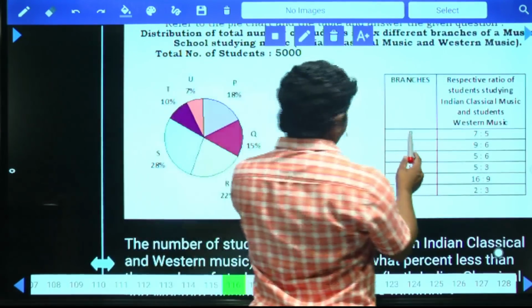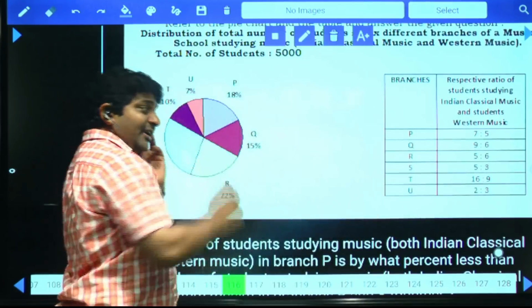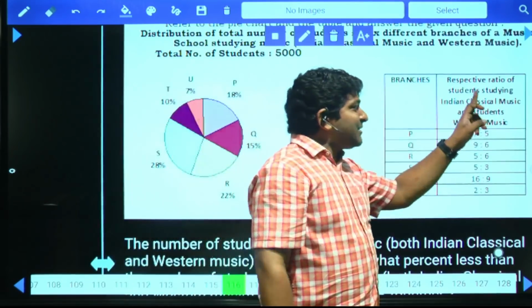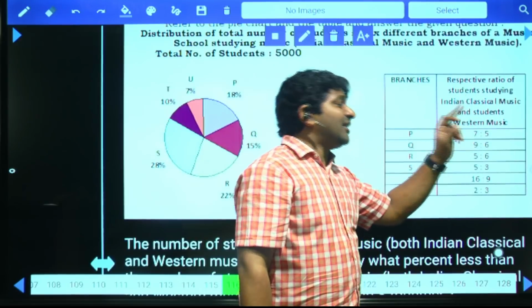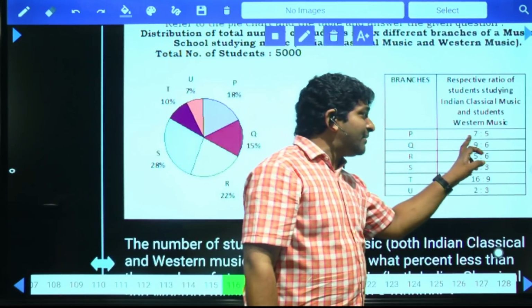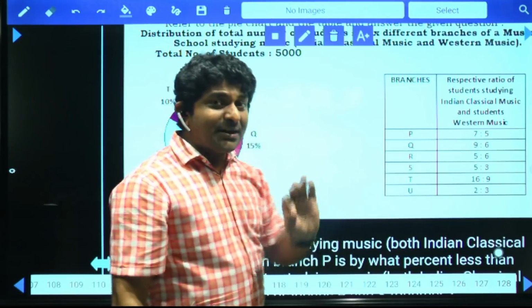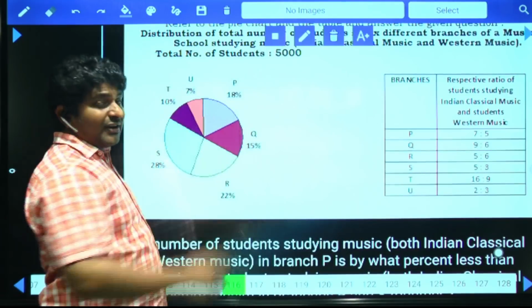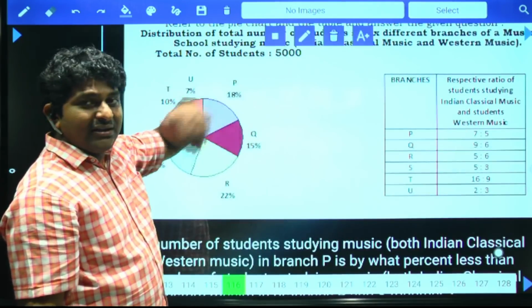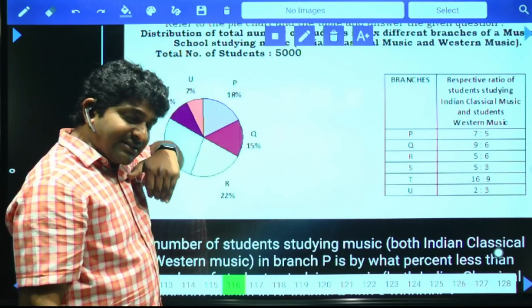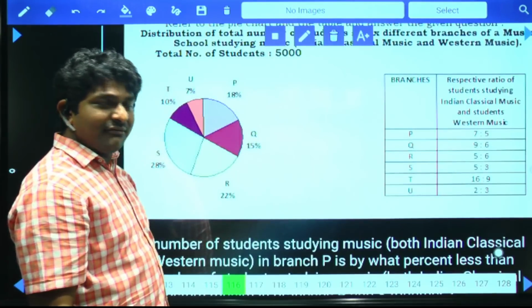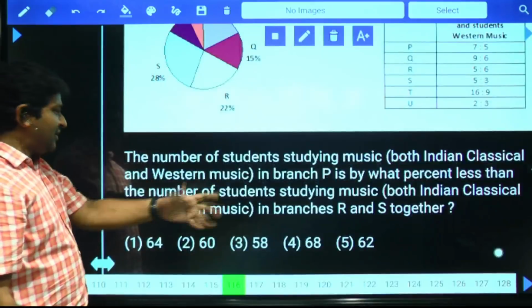Now out of branch P, how many people are there? 900. Indian classic music students and then Western music students will be in the ratio 7:5. Total 12 parts. 12 parts is equal to 900. Then we can calculate how many learning Indian classic and then how many are learning Western music. So this is the information and let's start.